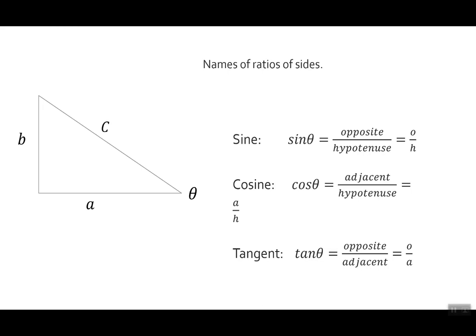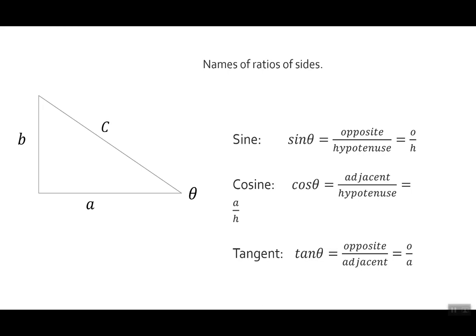In this case, I want you to look at the triangle ABC, and I want you to look at the angle theta. I'm going to make all of the ratios off of theta. Sine is the opposite over the hypotenuse. For short, I'm going to write O over H. Cosine is the adjacent over the hypotenuse, which is A over H. And finally, tangent is the opposite over the adjacent, which is O over A.